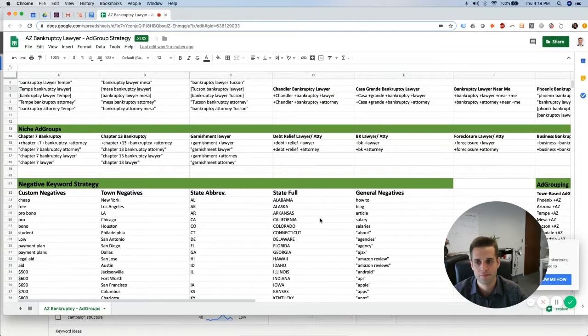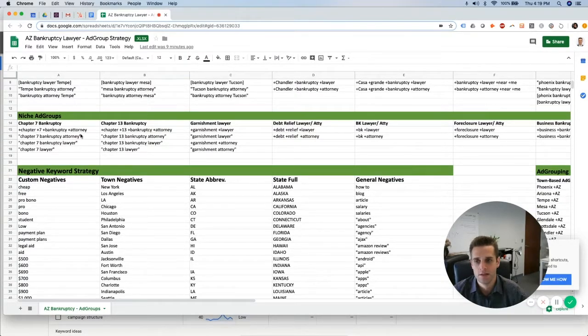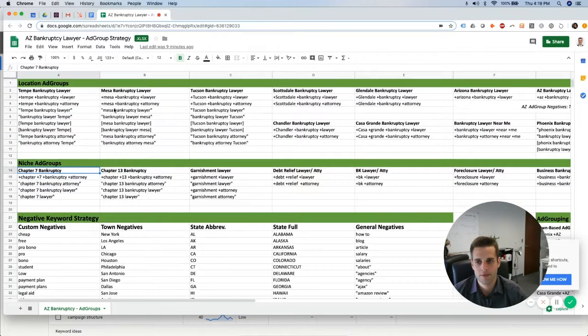Then we have niche ad groups. This is different, okay? The reason why we segment these things is because for location ad groups, your unique selling proposition in the ad, in headline 1 and headline 2, is going to be pretty similar, right? It's just that you're changing the town name. However, with niche ad groups, sometimes you're solving a different pain point, right?